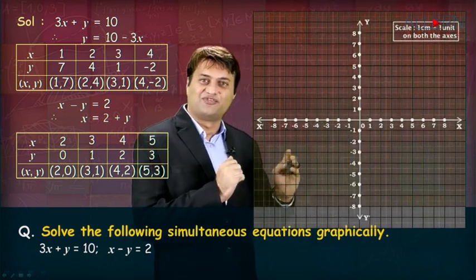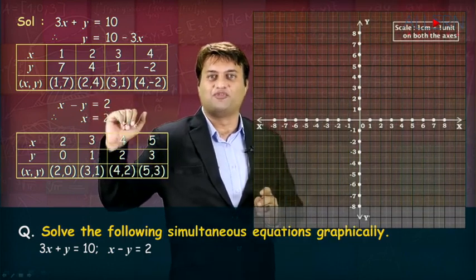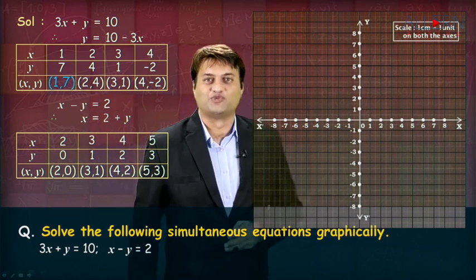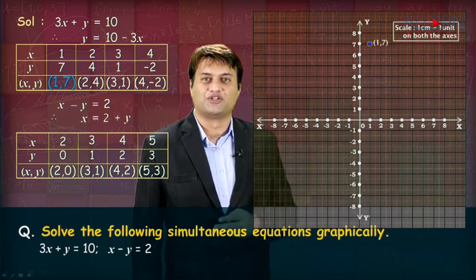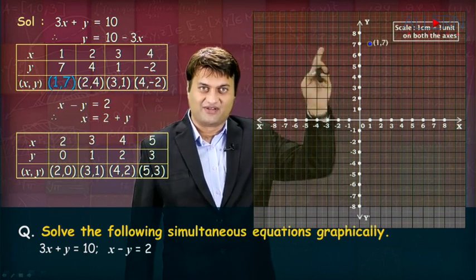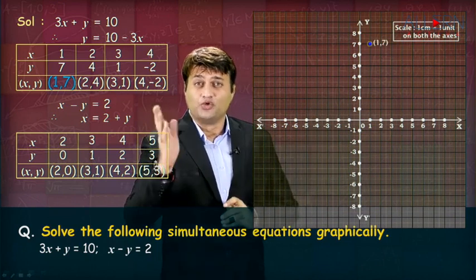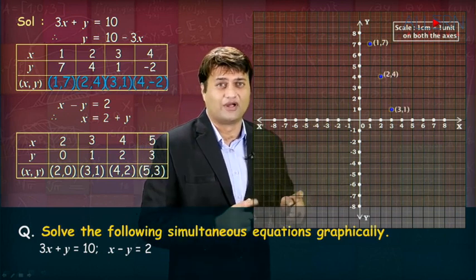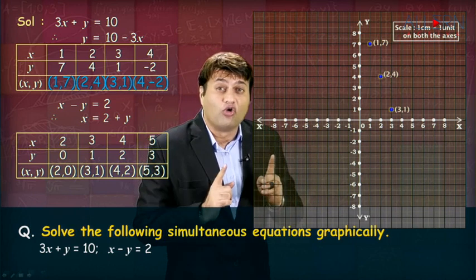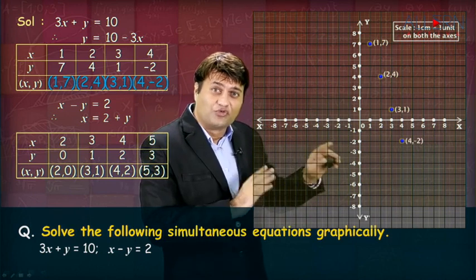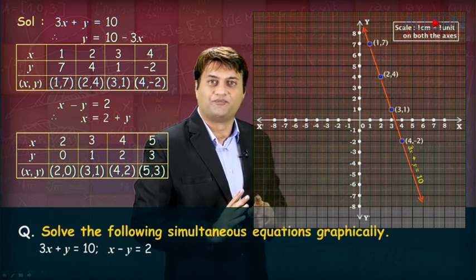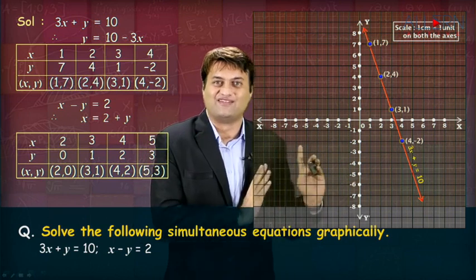Let's draw the graph. In the graph, let's first plot the first table points, right? The first table, first point is 1 comma 7, which will be in the first quadrant. 1 comma 7 as you all can see, 2 comma 4 again in the first quadrant, 3 comma 1 again in the first quadrant, 4 comma minus 2 in the fourth quadrant. Join them, don't forget to write the equation on it, right, as you all can see.